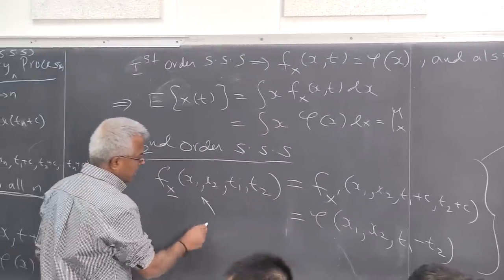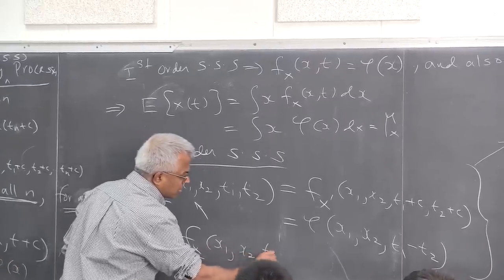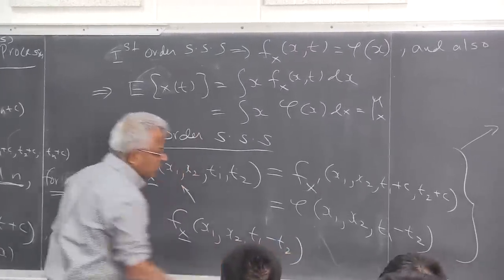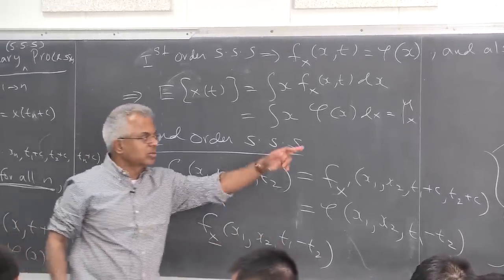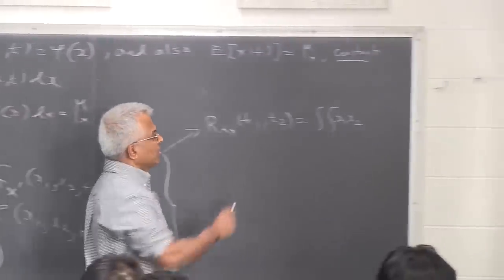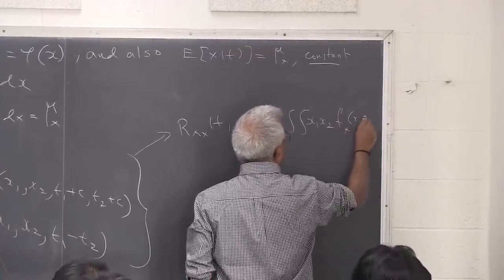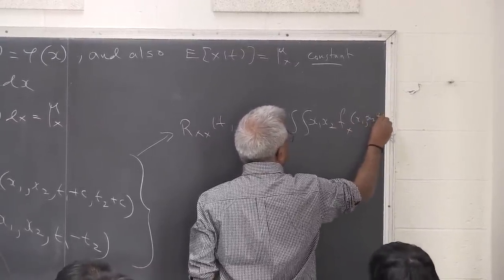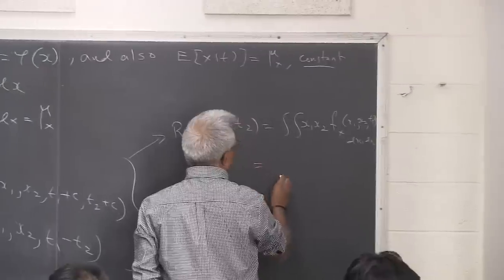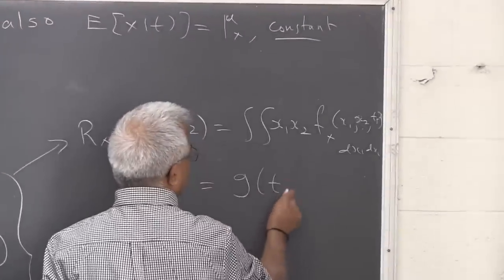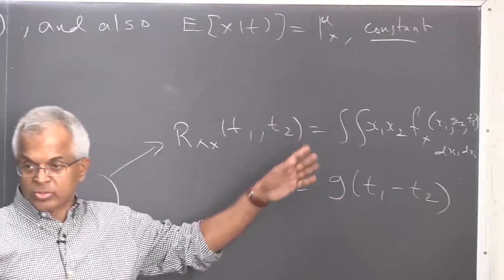So consequently, I can write a second order strict stationary process like this now, right? T1 minus T2 or T2 minus T1, because I just showed you this is the same as T1 minus T2. So if you plug this in here, dx1 dx2, this will come out to be some function of T1 minus T2, right? Because x1, x2 goes away.